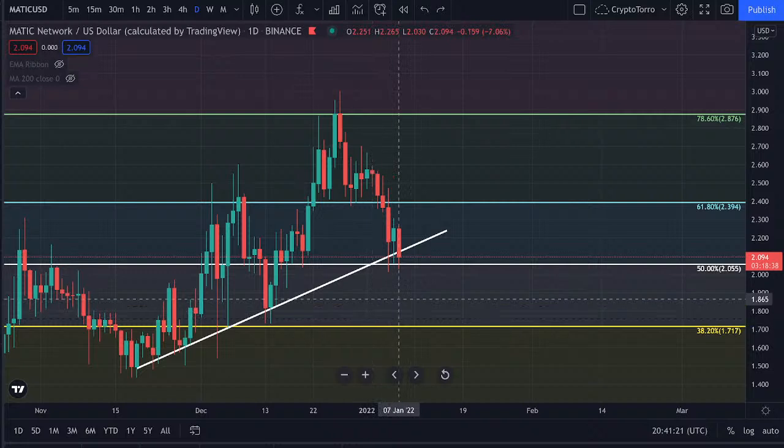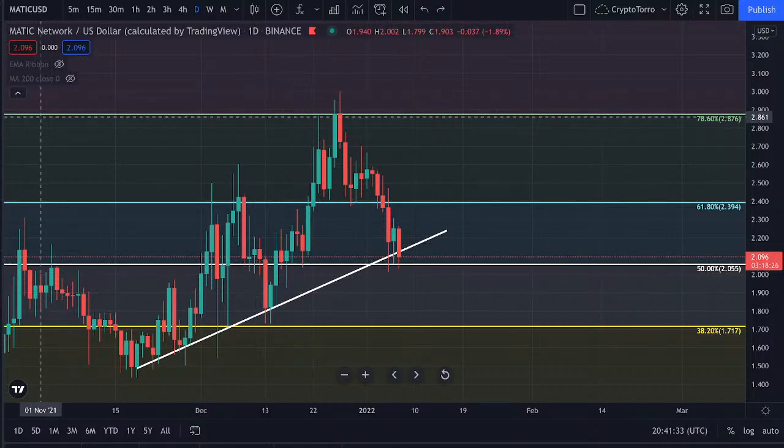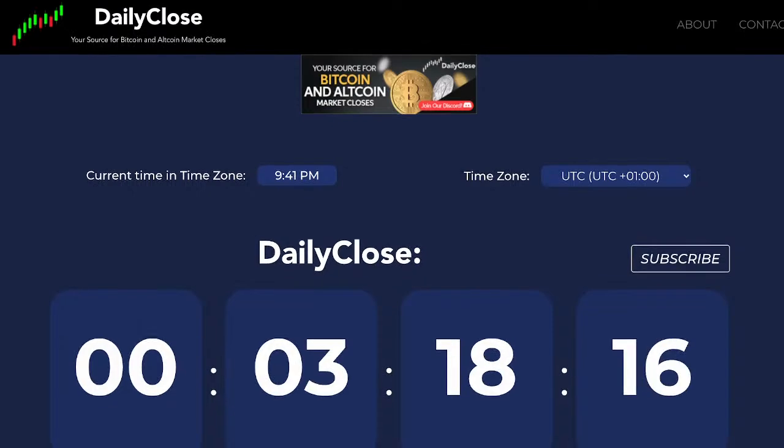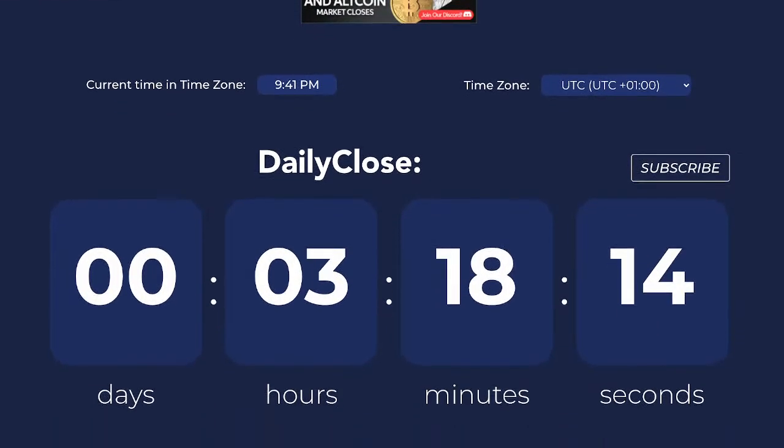So let's find out together what the possible scenarios are going to be right now, and what we could expect within the upcoming hours and days for MATIC's price action. Well, let's get started by taking a quick look at the most important thing, and that is the Bitcoin daily close. What we are seeing is that the Bitcoin daily close will be closing within the next 3 hours. So we still have 3 hours and 18 minutes until the daily close occurs.